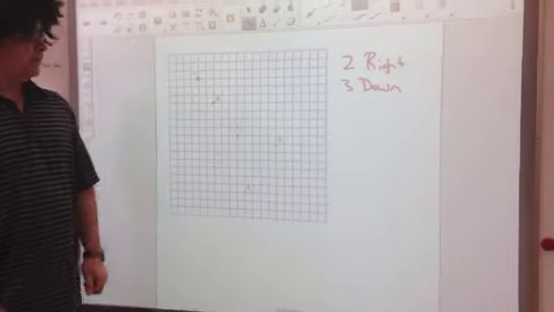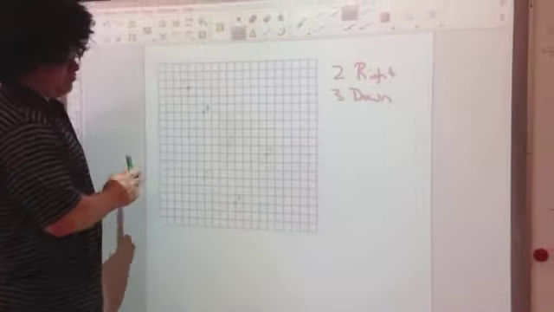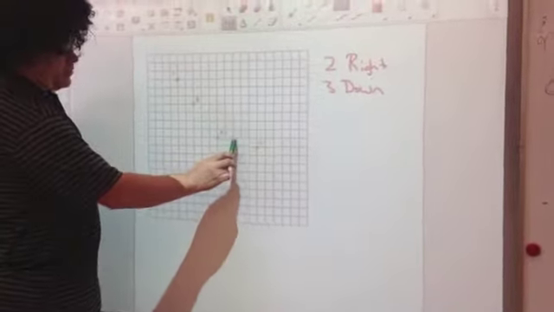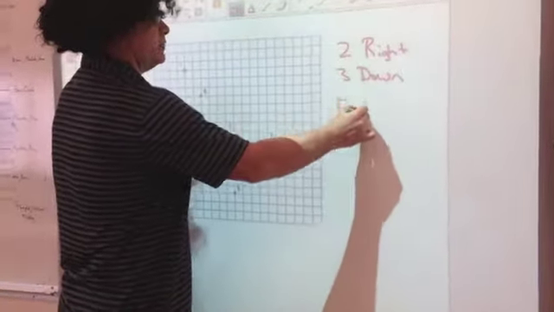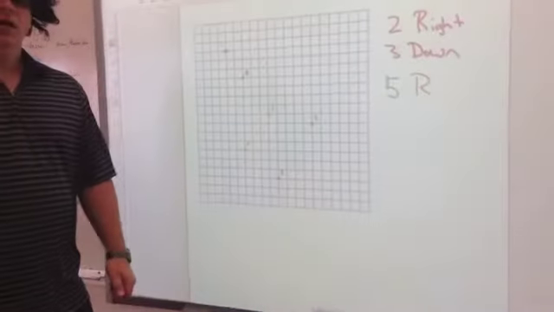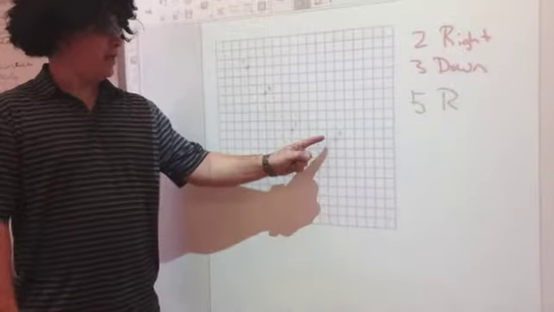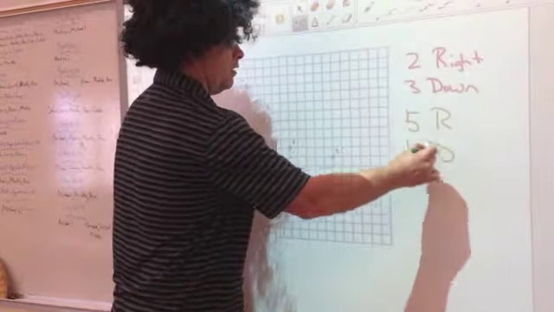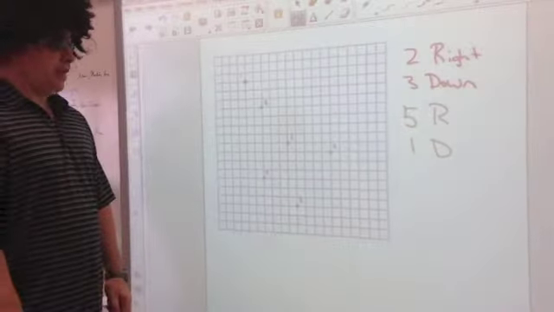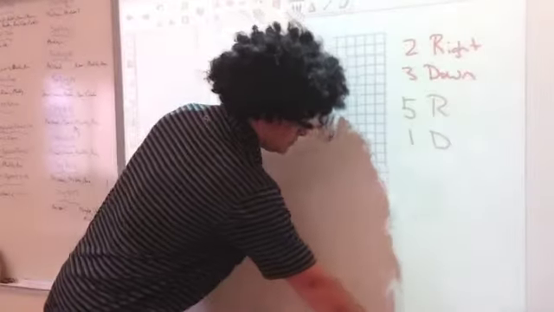Number 1 starts here. How far to the right or left did we go? We went 1, 2, 3, 4, 5 to the right. I'm just going to put an R now. And we went 1 unit down. That's the green dot. Now we're moving to the blue dot.